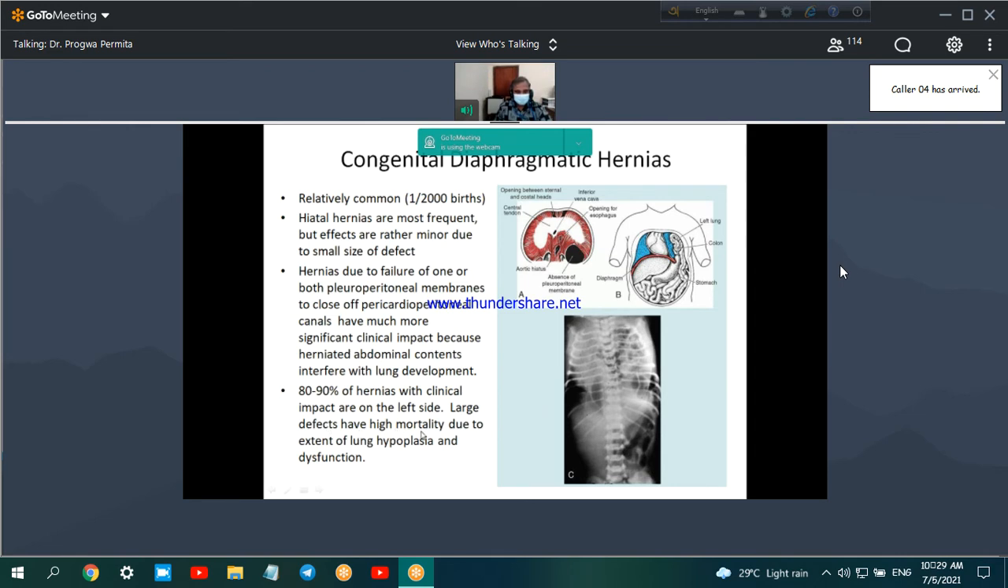Large defects have high mortality due to the extent of lung hypoplasia and dysfunction. Here the abdominal contents have passed into the left thoracic cavity of the newborn baby. This is the X-ray picture.